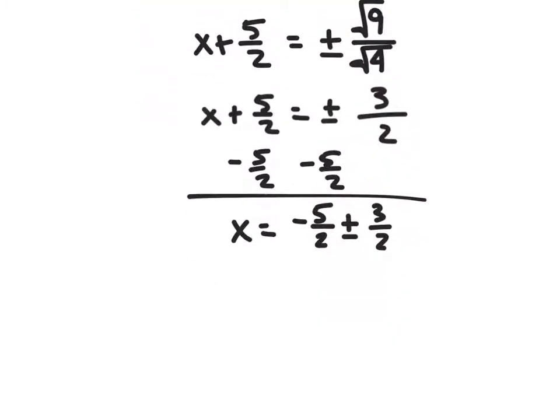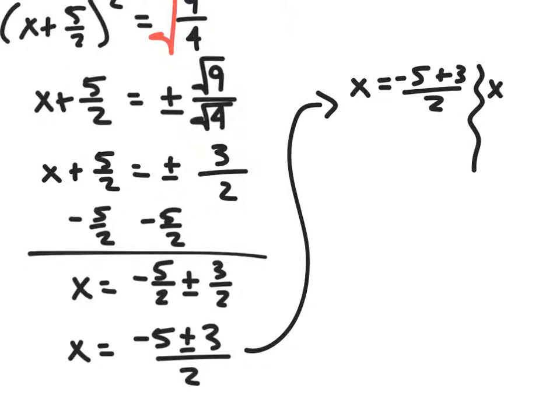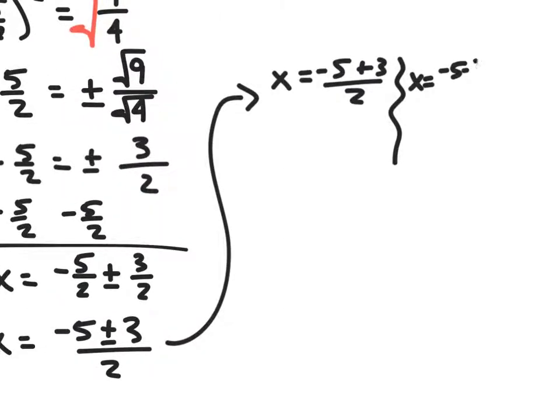Now, because I have a common denominator here with the 2's, I can combine these as 1. And I can write this as negative 5 plus or minus 3 all over 2. Now, the cool thing is that I'm not done. Okay, I can continue to answer this question. And let's write this as 2 different expressions. So x is equal to negative 5 plus 3 over 2. And then we've got x equals negative 5 minus 3 over 2.